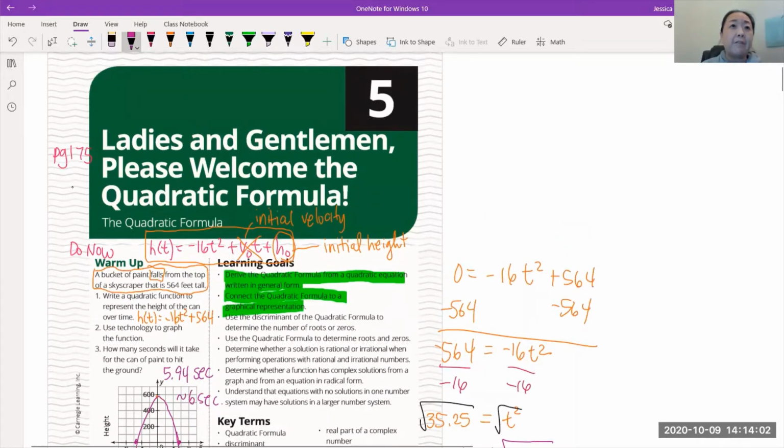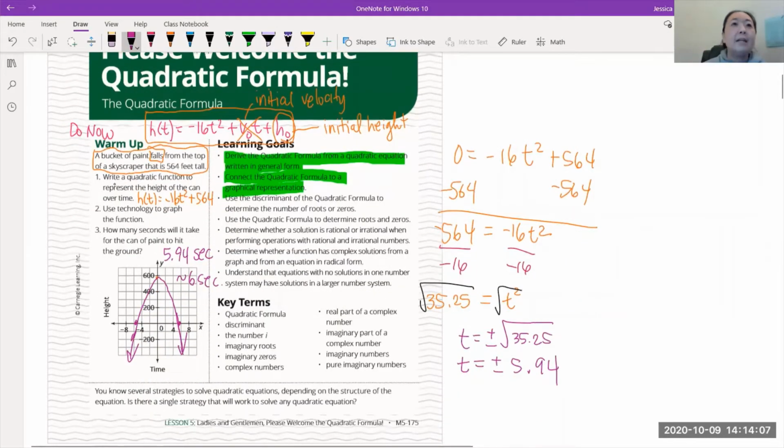This is lesson 5, and we're starting on page 175. So if you want to go and turn to that. Do now was just this warm up right here.